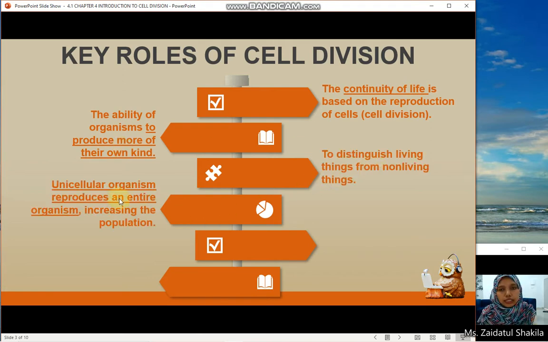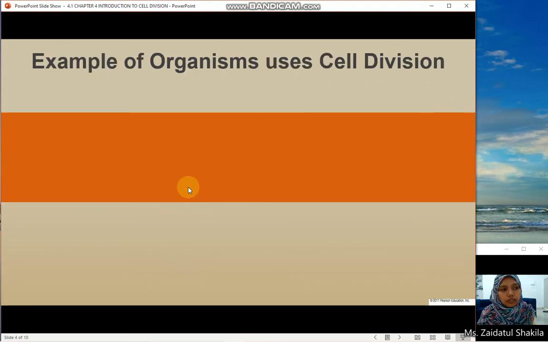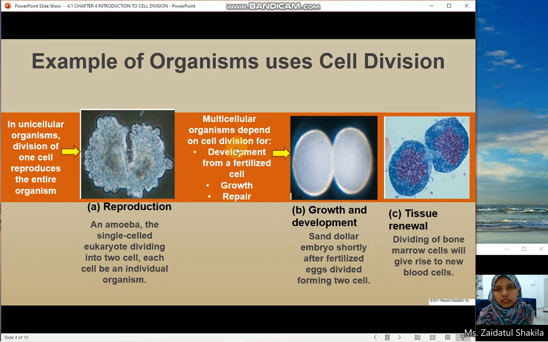For unicellular organisms, cell division reproduces entire organisms, thus increasing their populations. For sexually reproducing organisms, cell division is used to develop from a single cell, the fertilized egg or zygote, and most of the cell division is used for renewal and repairing tissue that is damaged. So these are examples of organisms that use cell division. For example, unicellular organisms like amoeba use cell division for reproduction. Multicellular organisms depend on cell division for development from a fertilized egg, for growth, or for repairing.